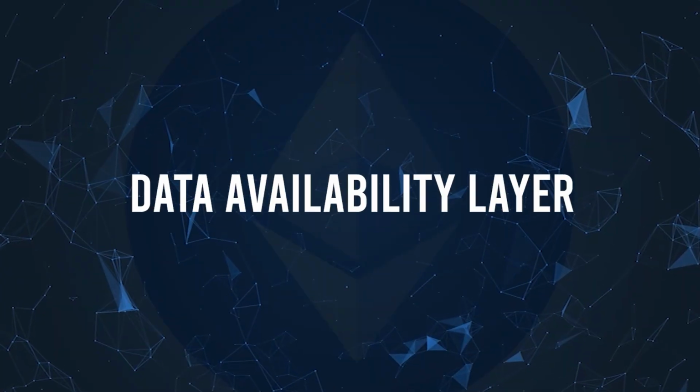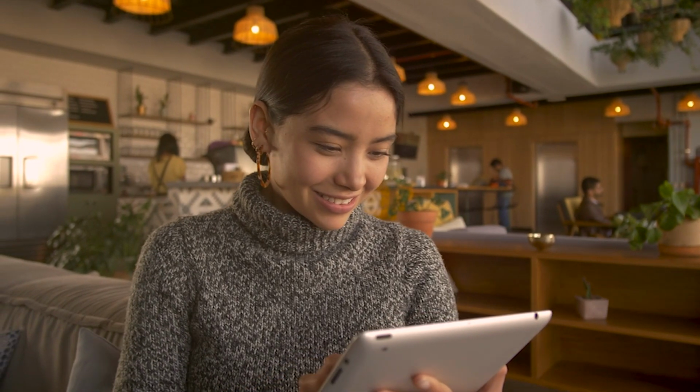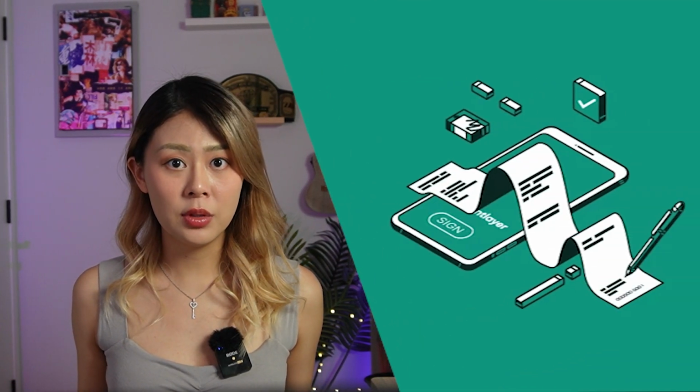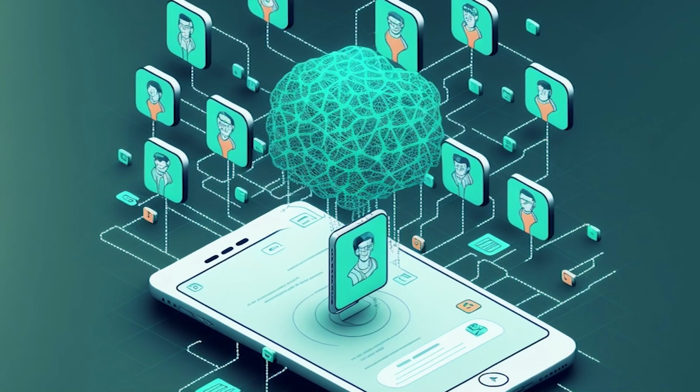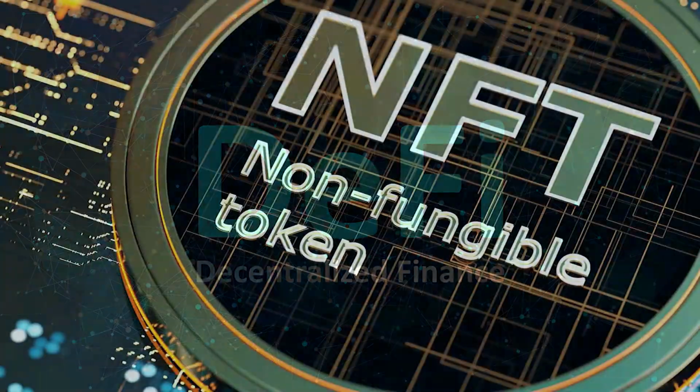The data availability layer in Ethereum makes sure all transactions are available and accessible to everyone. This allows users to independently verify transactions, keeping the network transparent and trustworthy. This layer records all transactions and smart contract interactions. Smart contracts let developers create dApps or decentralized applications, which are peer-to-peer software with specific use. These dApps power various Ethereum functions like protocols, DeFi and NFTs, etc.